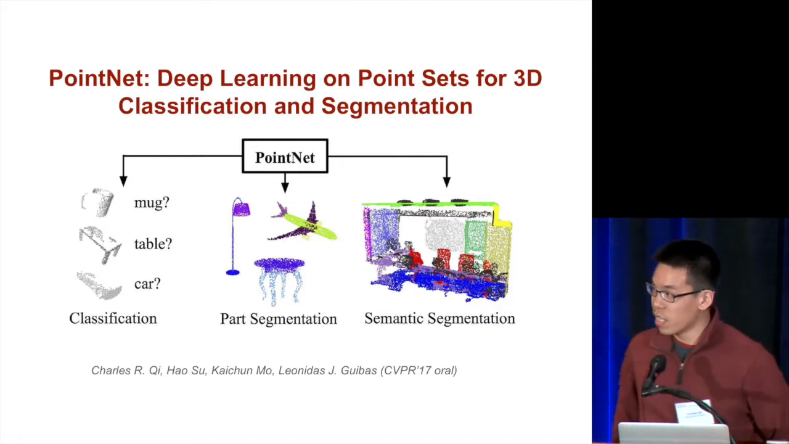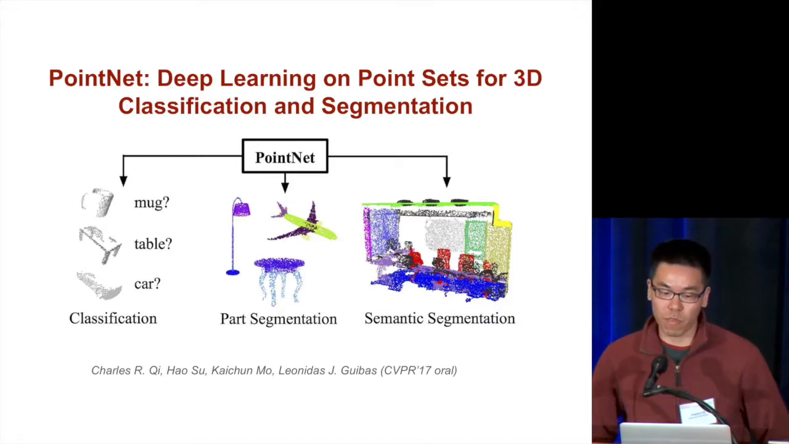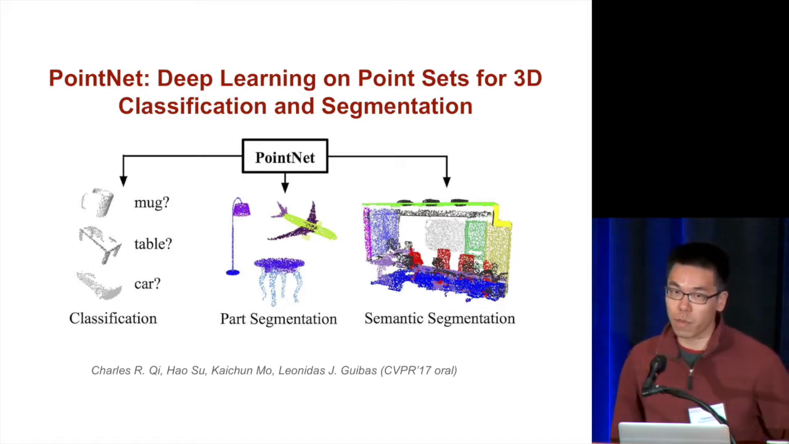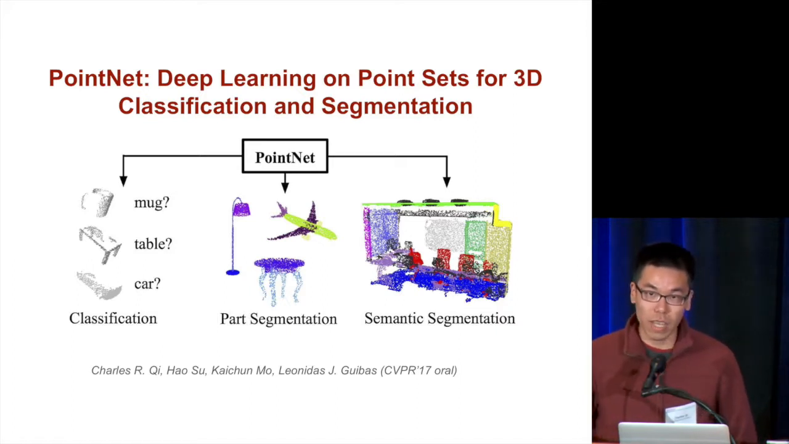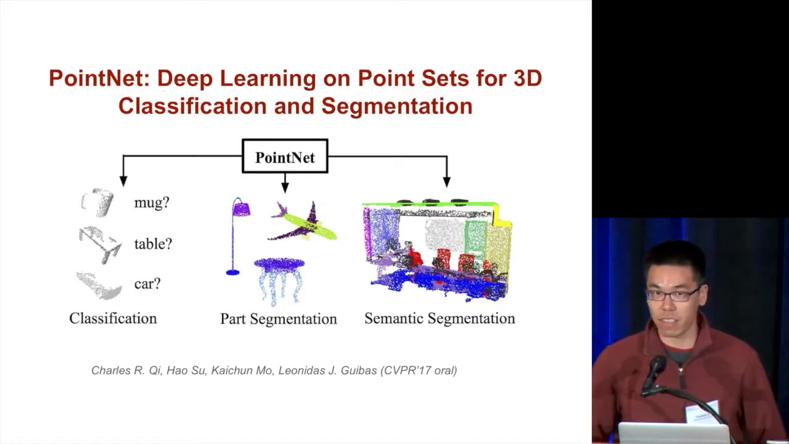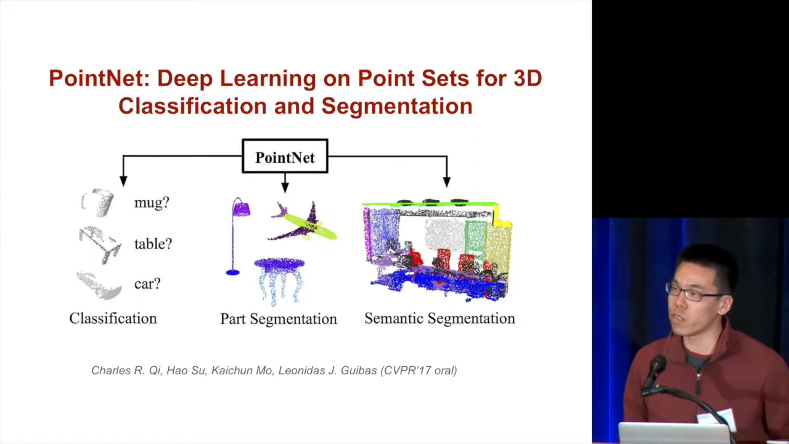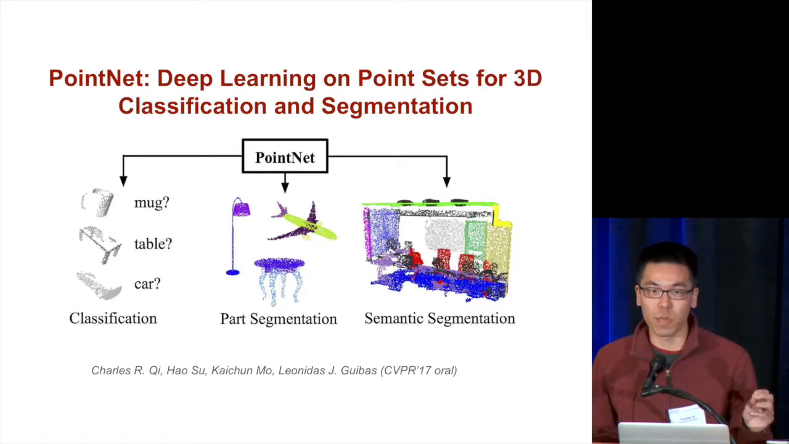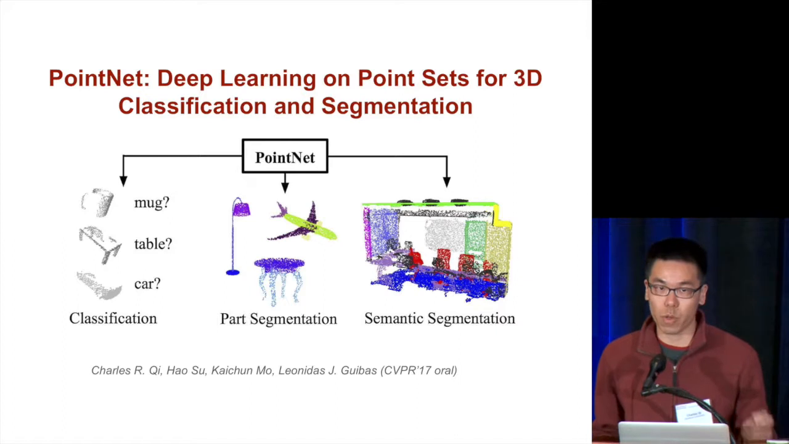Hi, I'm Charles. I'm a PhD student with Professor Leo Gibbous. We know point cloud is an important type of geometric data structure. It's also the default data type for depth sensors and LiDAR scanners. However, due to its irregular format, researchers usually convert it to a 3D voxel grid, render it into images, or extract manually designed features to process it.